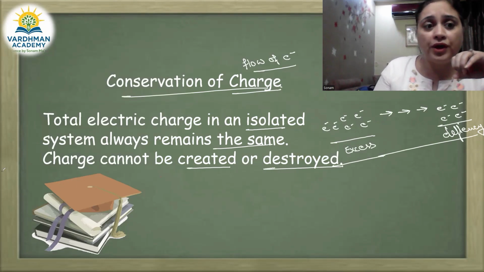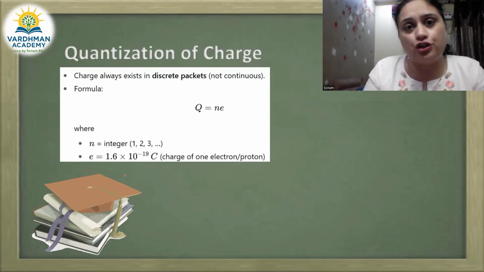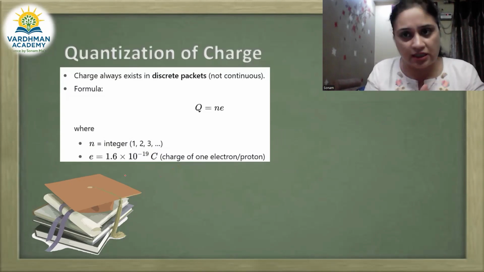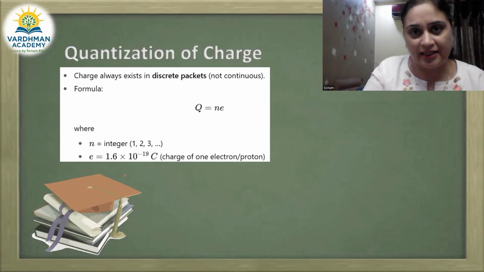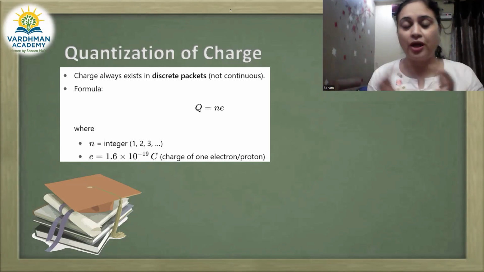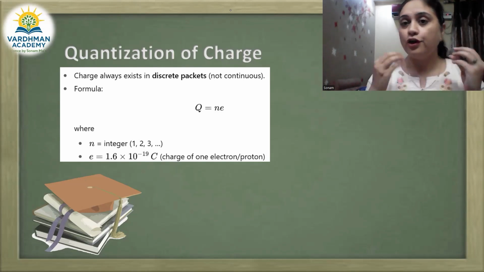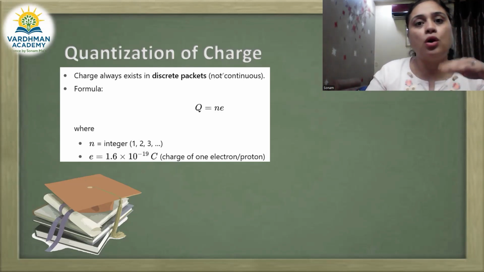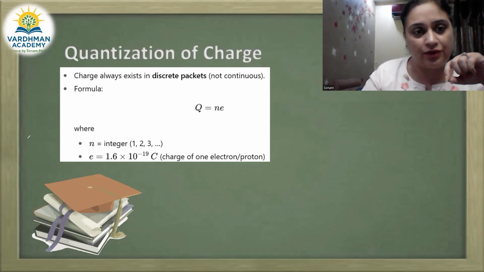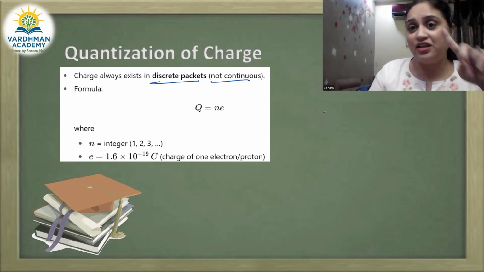So now moving ahead towards the quantization of charges. Now what do we understand by quantization of charge? If I want to understand quantization of charge, I need to understand that charges always exist in discrete packets. Now how do you understand packets? In packets you get candies, or anything that comes whole. You never get a half or a fraction or a part of it. So charges always exist in discrete packets, right children? That means they are not continuous. So the minimum packet size is the size of 1 electron.